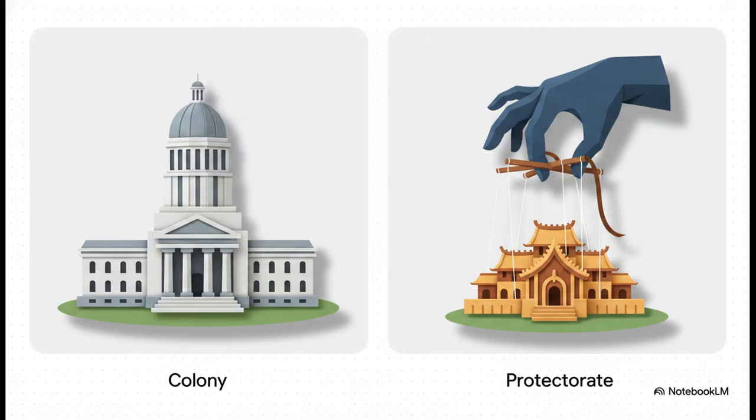On the other hand, you had the protectorate. In a protectorate, the colonizers controlled the money and foreign policy, but they allowed local authorities to manage day-to-day internal affairs. It gave this illusion of local autonomy, but make no mistake, the metropolis was still firmly holding the leash.